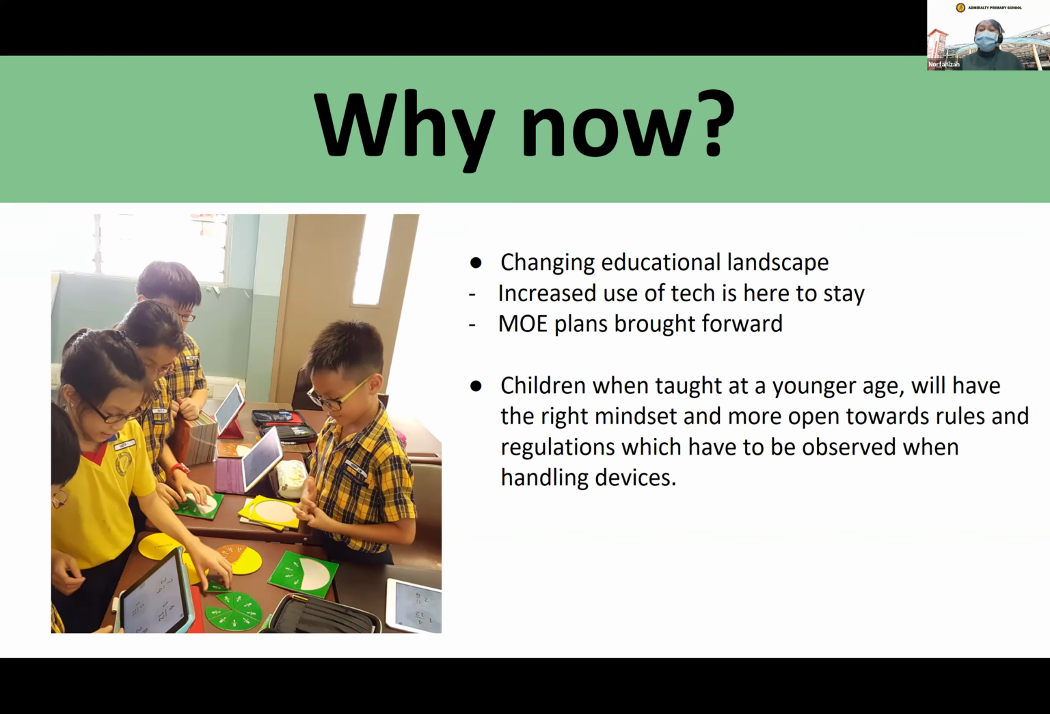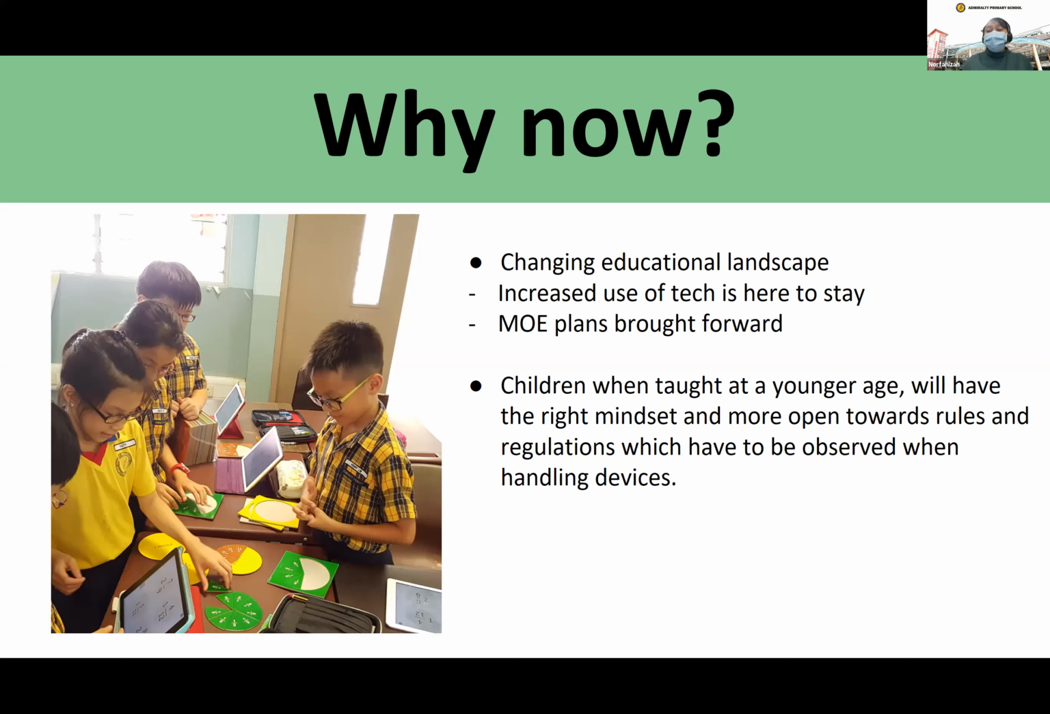So you can see, parents, that the educational landscape is changing. There is increased use of technology. It's here to stay. Why? You can see MOE has brought forward the plans, especially with the COVID situation last year. For secondary school, they brought forward the plan by 7 years. And all the secondary school students in 2021 will have a device of their own.